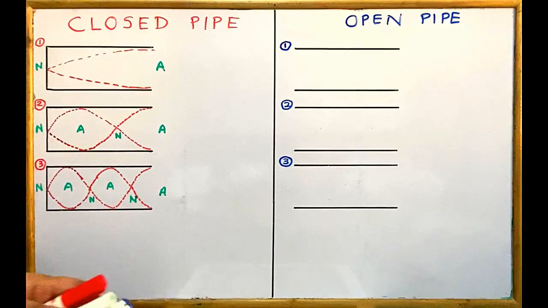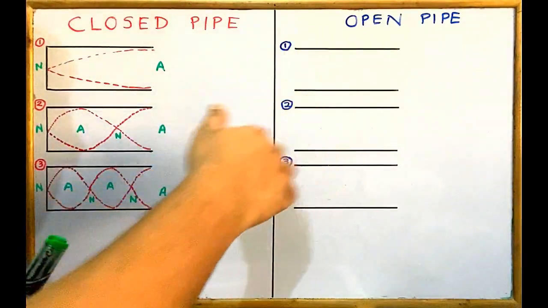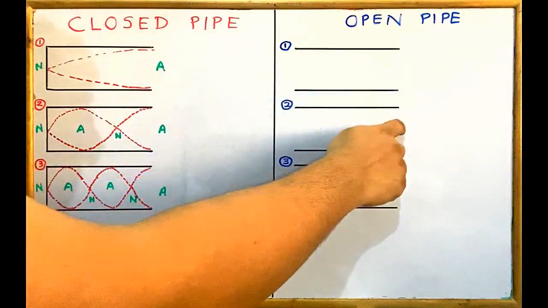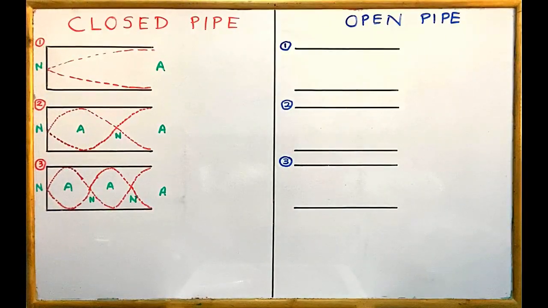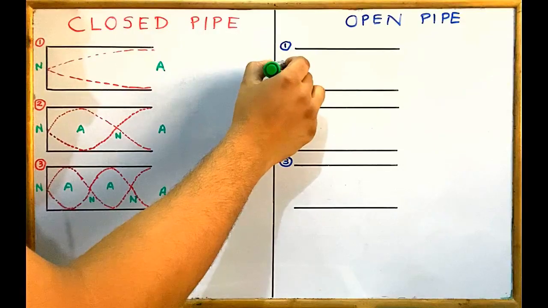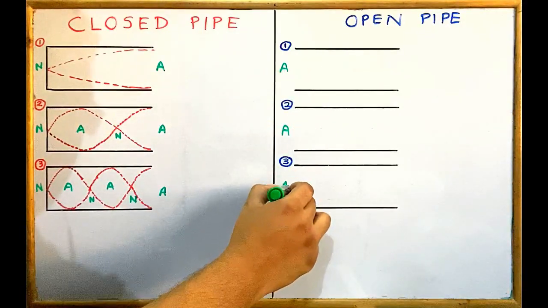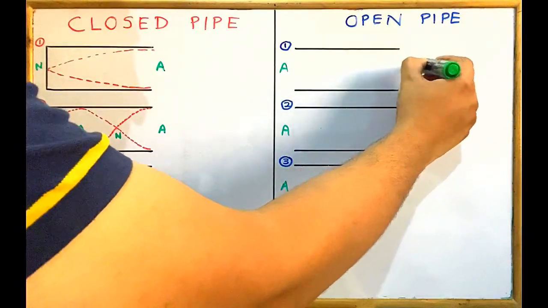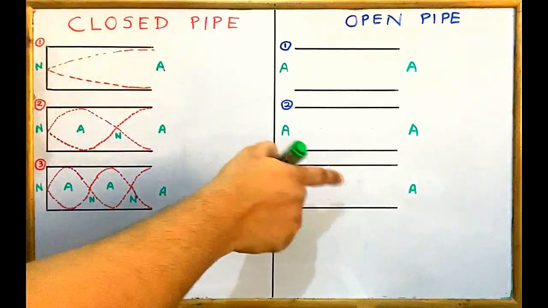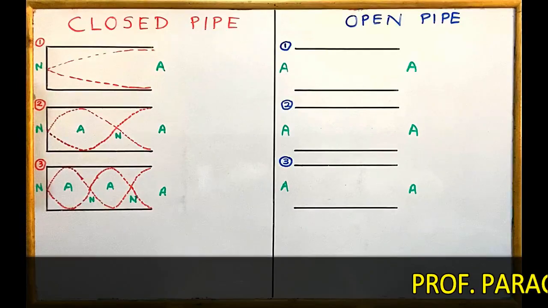Now what about the open pipe? So again, since both the ends are open, and the open end means the last air molecule on both the sides is free to vibrate, or in other words, it can vibrate with maximum amplitude. So I will have an antinode at both the ends, not just one end. That's the difference between your closed and the open pipe. We can have an antinode at both the ends.